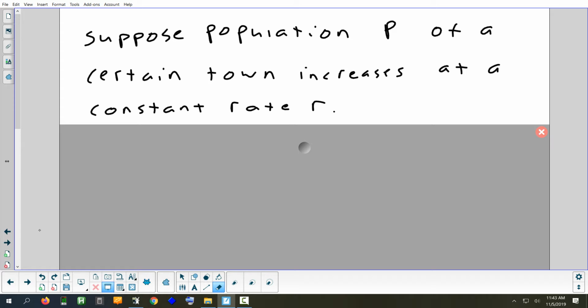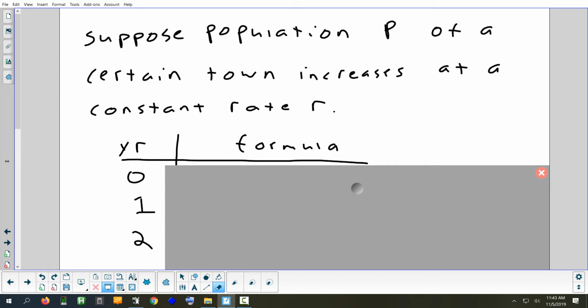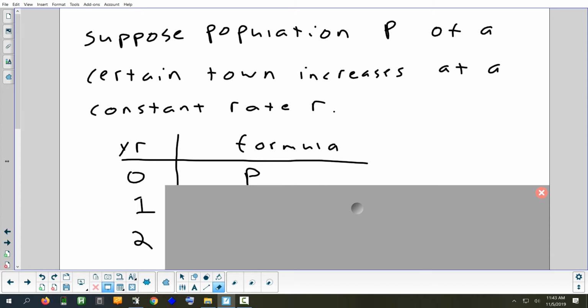Okay, so last thing we're going to look at are the formulas for exponential growth and decay. So let's say that you had a population of a town, we call the population P, and it's increasing at a rate of R. Okay, R could be 2%, 3%, 5%. It's some percentage. So at year 0, when you first measure the population, it hasn't increased at all yet. It's the beginning. So what's the population when we begin? P. Now, if the population went up, say, 2%, what would you multiply a number by to increase it by 2%?